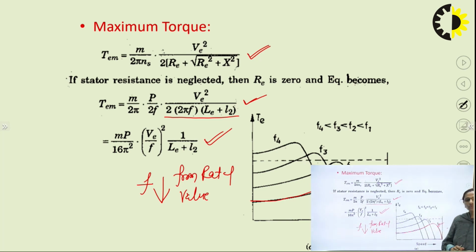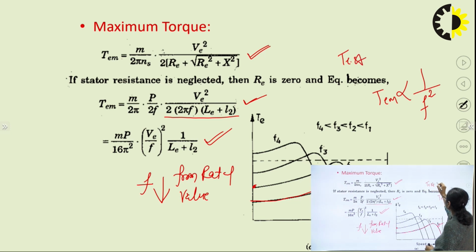It is going to increase the maximum torque developed by the motor, and the maximum torque developed by the motor is proportional to 1 by F square. It is also going to affect the starting torque developed by the motor, and we know that the starting torque developed by the motor is proportional to 1 by F cube. Now, you see what happens over here: an increment in maximum torque from this value, and an increment in starting torque.